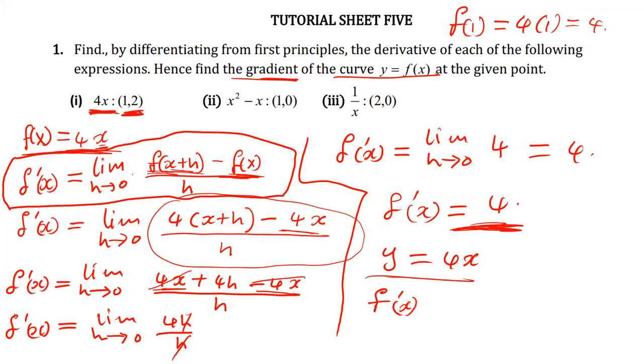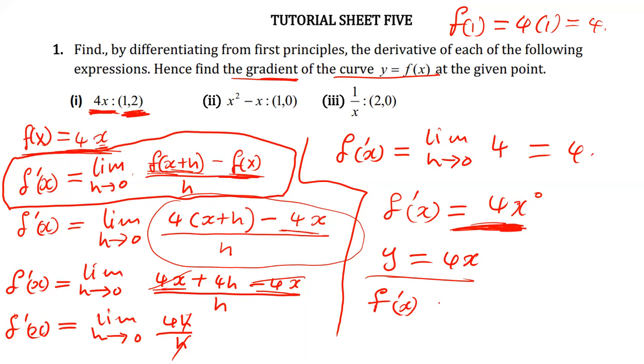So f prime of x is always known as, or it's also called, the gradient function. So when you replace this point in f prime of x, you get the gradient of the equation. So we know any constant, this number here, can also be written as 4x to the power 0, because any number to the power 0, the answer is 1. So 1 times 4 will still remain 4.